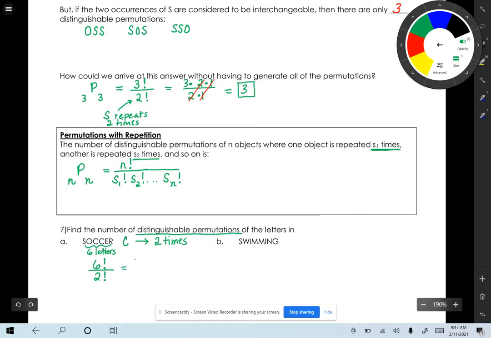So that would be 6 times 5 times 4 times 3 times 2 times 1, and here it'd be 2 times 1. Okay, and so the numbers left to multiply are 6 times 5 times 4 times 3, which is 360 distinguishable permutations.